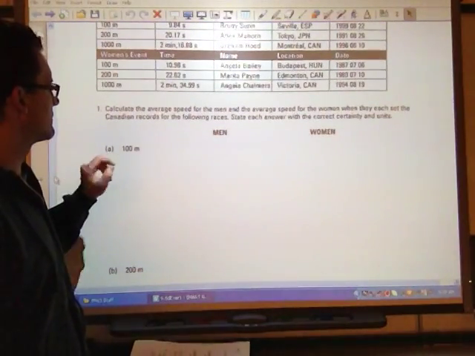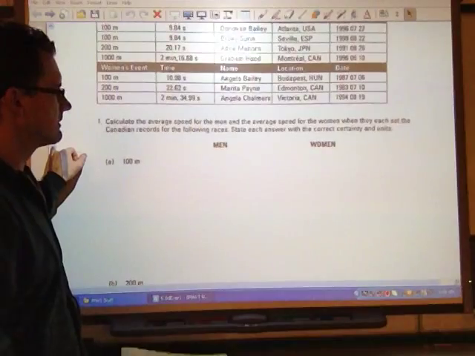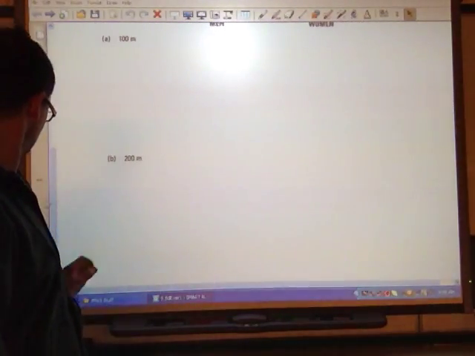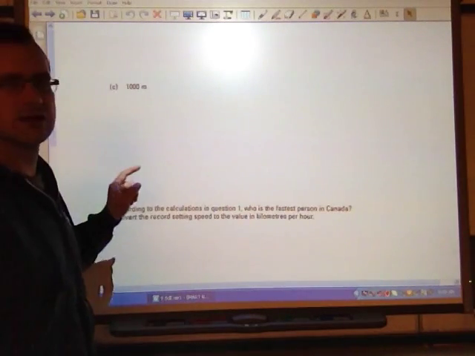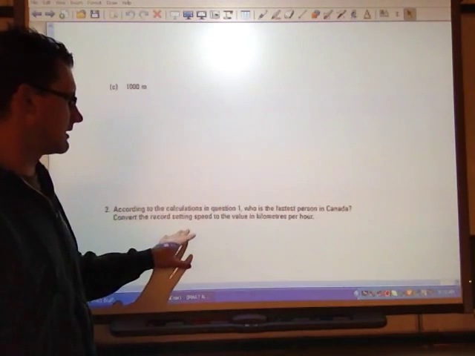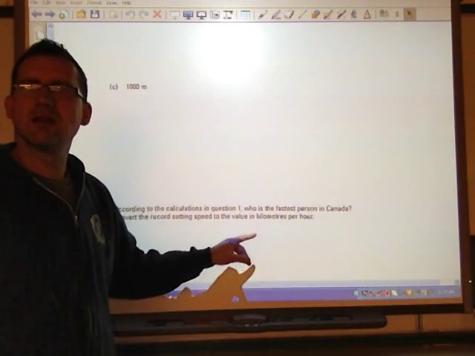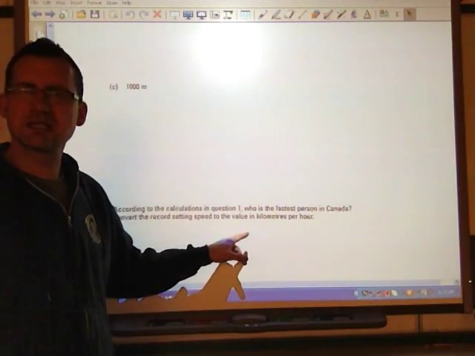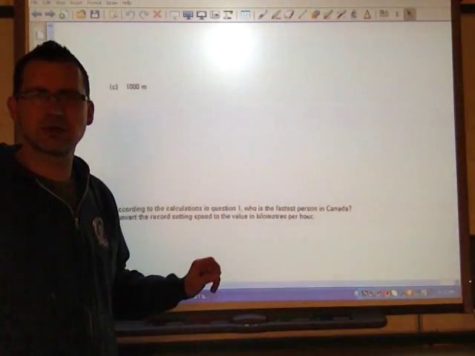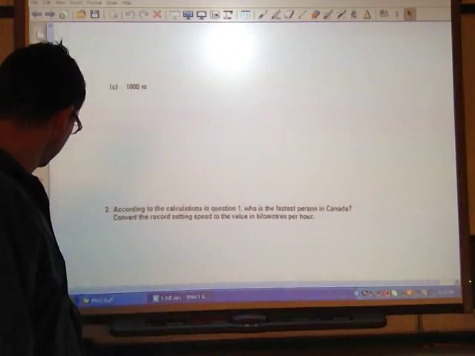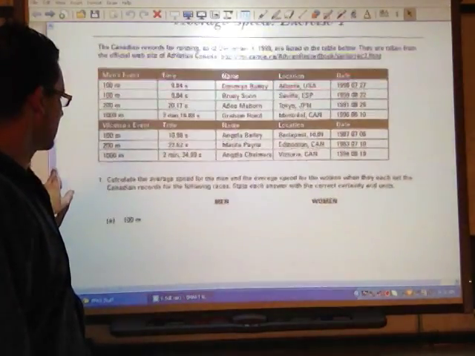So 100 meters. We'll look at the men and the women. I'll do that one with you, and then I'll get you to do the 200 one, and then the 1,000 one on the next side, and then use the final answer to figure out who was the fastest, and then use that 3.6 calculation to convert it into kilometers per hour like we did on the average speed handout that you should have.